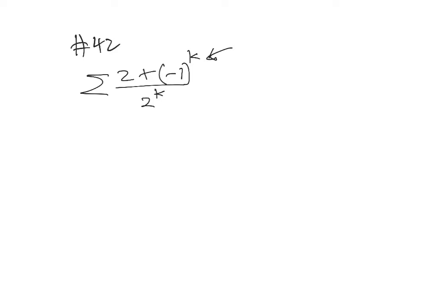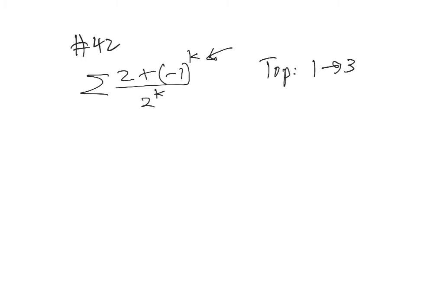We know minus 1 to the k oscillates back and forth between minus 1 and 1, and therefore the numerator, call it the top, it's going to range from 1 to 3. In fact, it is always 1 or 3. When k is an odd number, it's equal to 1. When k is an even integer, it's equal to 3. So it is always positive.